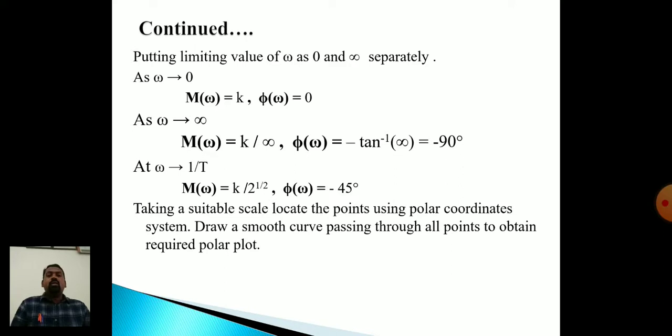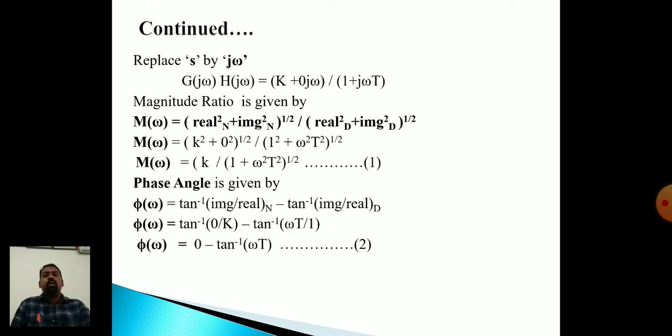So as I told, after substituting the limiting values, in between you can substitute a third point to get a smooth curve. So far you have only the starting point and the ending point. What about the third point? There you have to substitute ω as 1 by T, so that the T terms cancel. You have to substitute the value of ω in equation 1 and equation 2.